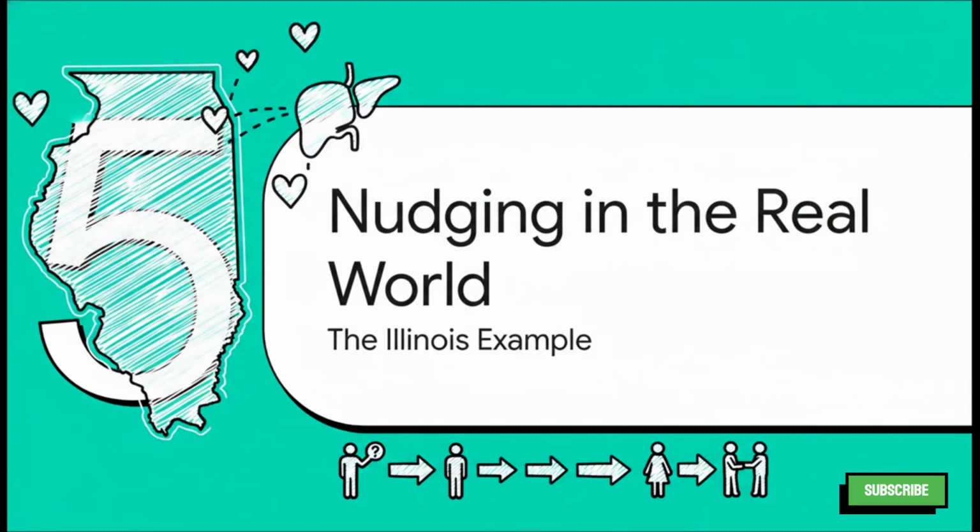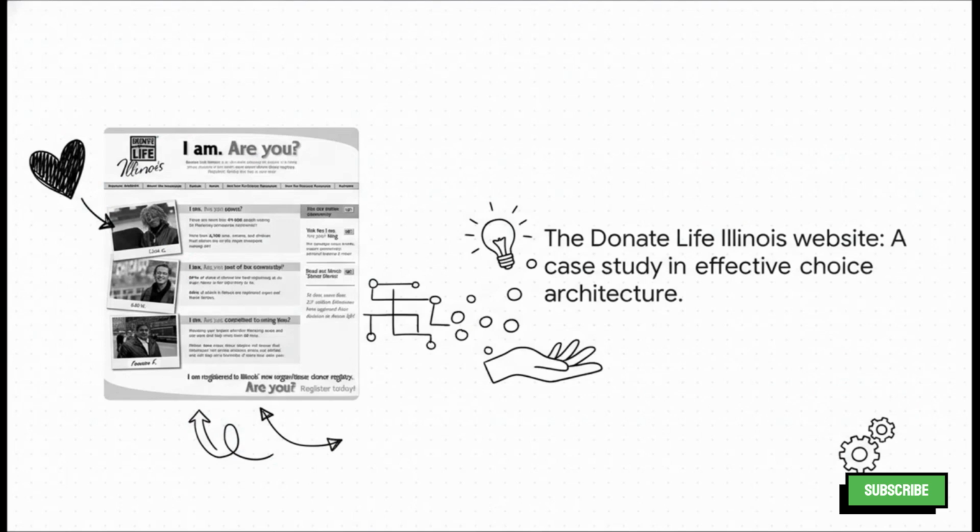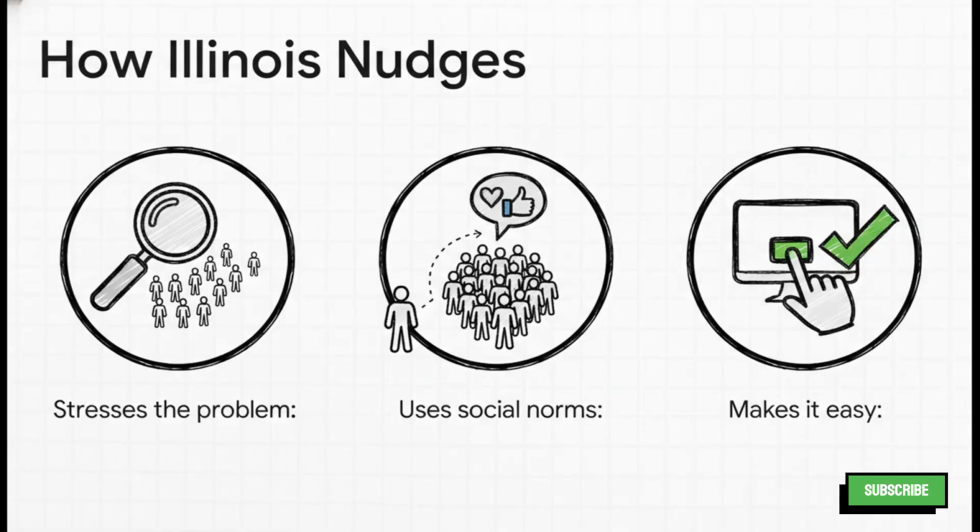Now look, changing a national law is a heavy lift. It takes a lot of time and political will, but states can use these exact same ideas right now, even inside an opt-in system. And Illinois is just a fantastic case study of how to do it well. This is the website Illinois set up for its donor registry, and the authors of Nudge point to this as a brilliant example of using smart design to encourage people to do the right thing without forcing them to do anything. So what makes this so good?